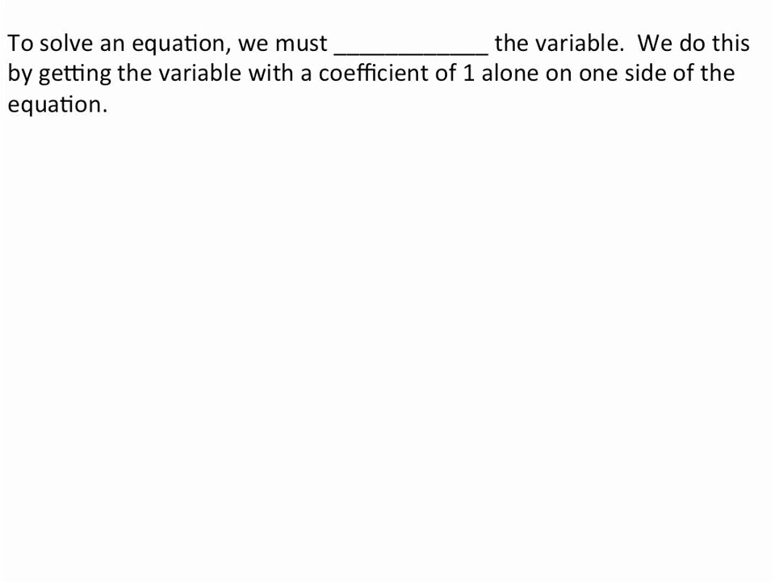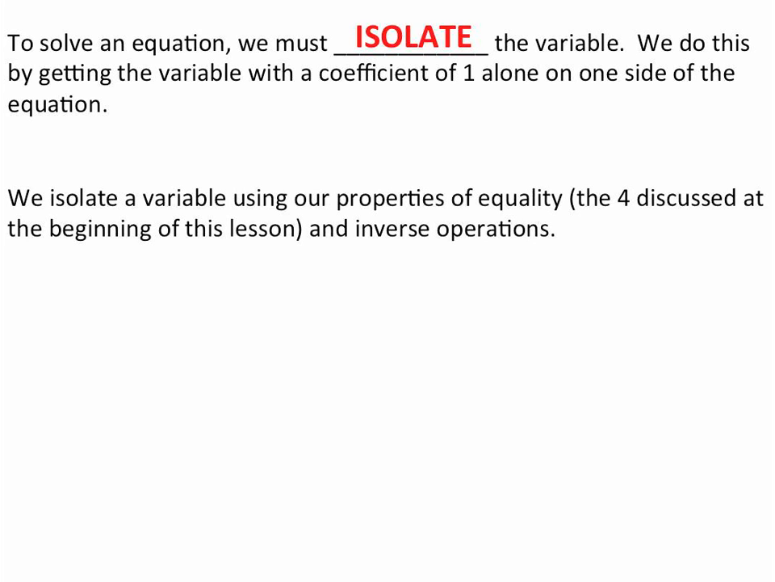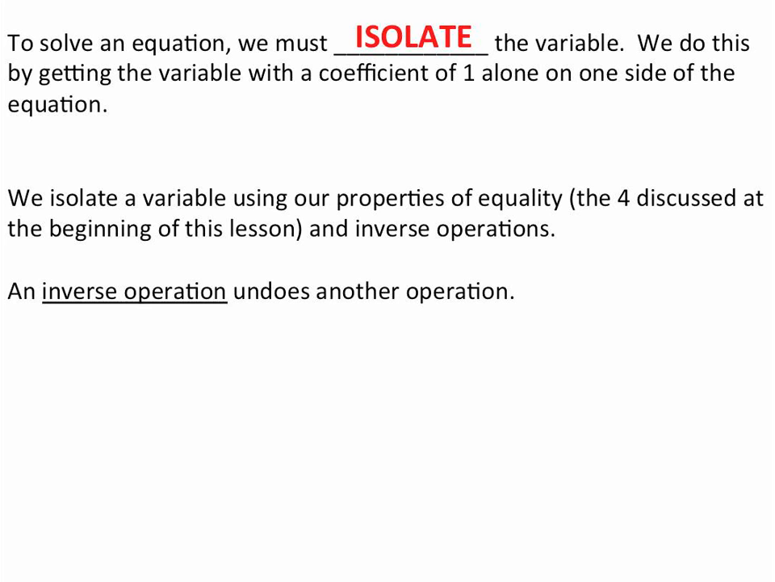To solve an equation, the first thing we must do is isolate the variable. We do this by getting the variable with a coefficient of 1 alone on one side of an equation. So solving an equation is just a series of these steps as I work to get the variable all by itself, and then the last thing I normally do is divide to get the coefficient on that variable to be a 1. Isolate a variable using our properties of equality. Those are those 4: addition, subtraction, multiplication, and division, and inverse operations.